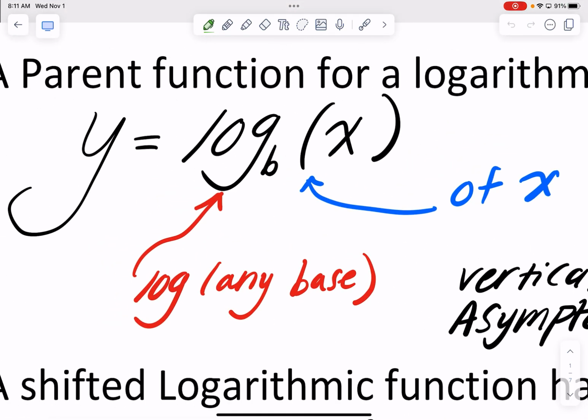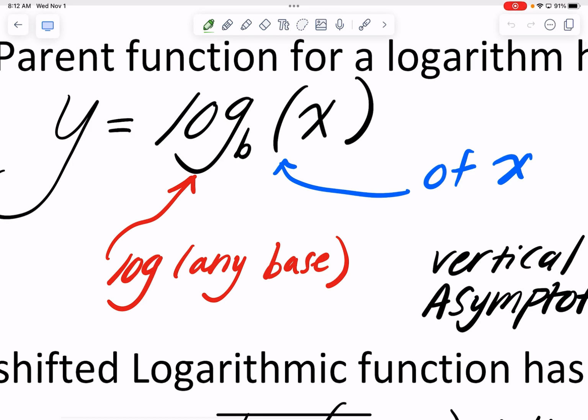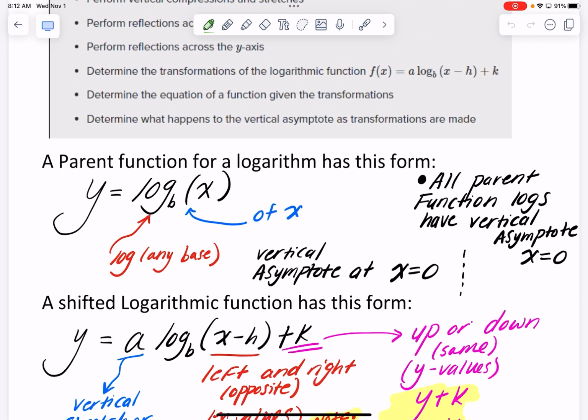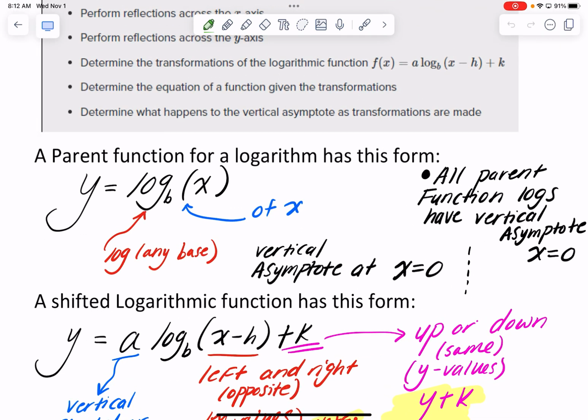So a parent function has this form. Log base b, the base can be anything. That's what creates your growth factor or decay factor. That's just what creates how steep it grows or decays. And then of x, this will be what the parent function looks like. And our vertical asymptote for all parent functions of logarithms are always at 0. So I've just written that in that top part.